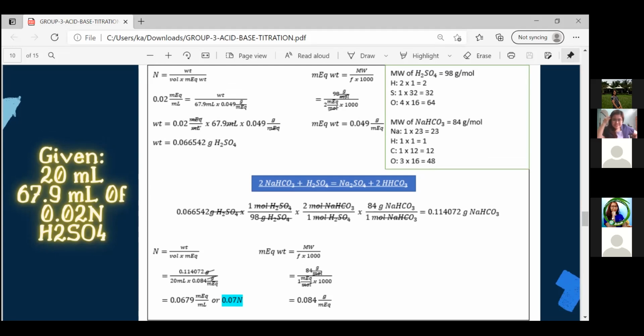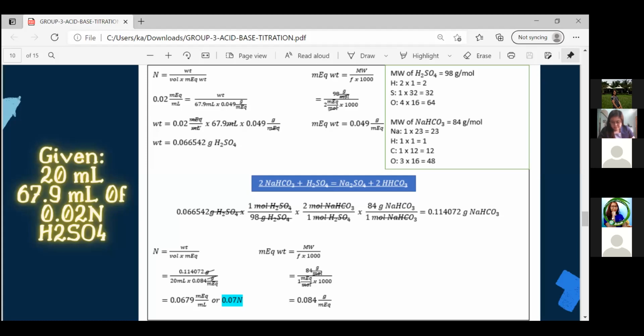Okay, sorry po. So we have here for trial number 2, the given is 20 ml and 67.9 ml of 0.02 normality of H2SO4. So to get the molarity, we need first to get the weight of the sulfuric acid. So N is equals to weight divided by volume times MEQ per weight. So since hindi pa given yung MEQ per weight, we need to get it muna. So MEQ per weight is equals to molecular weight divided by the frequency times 1000.